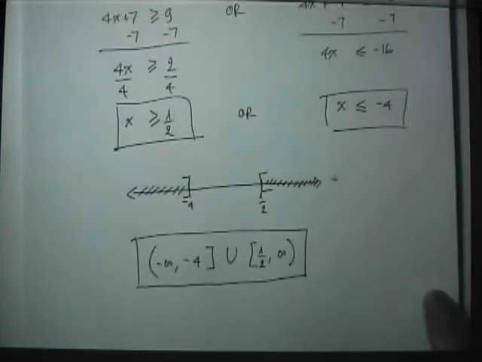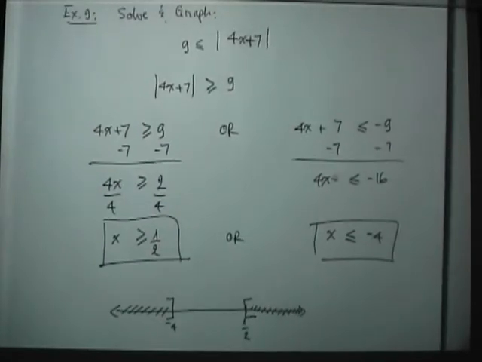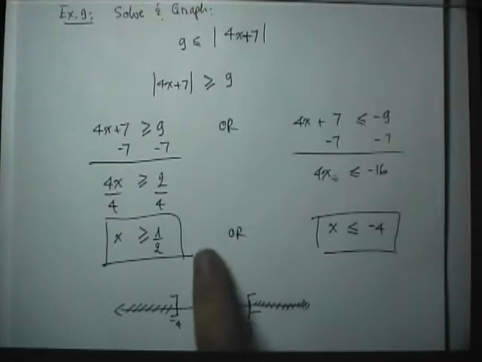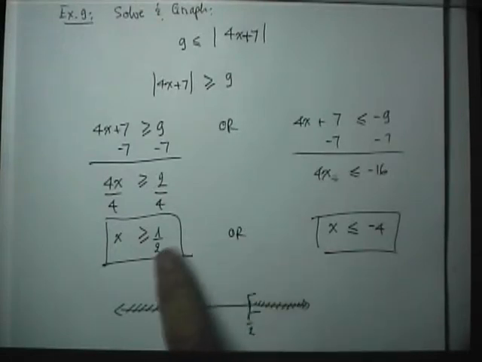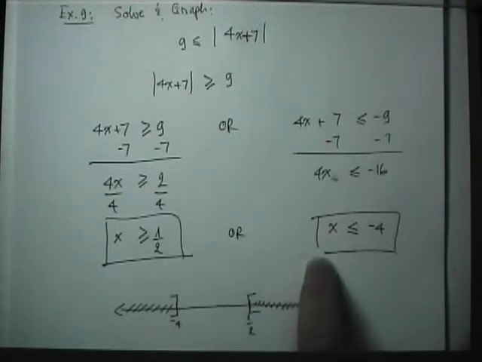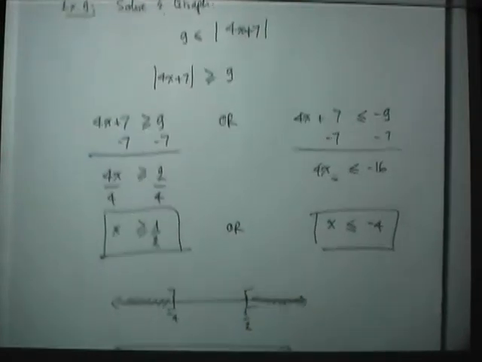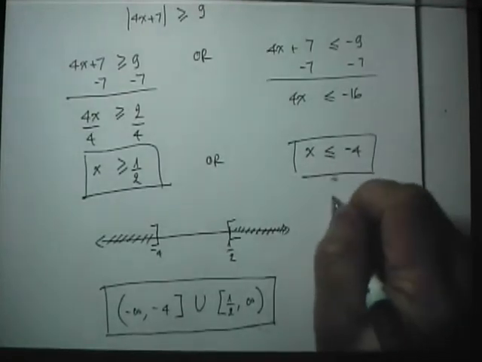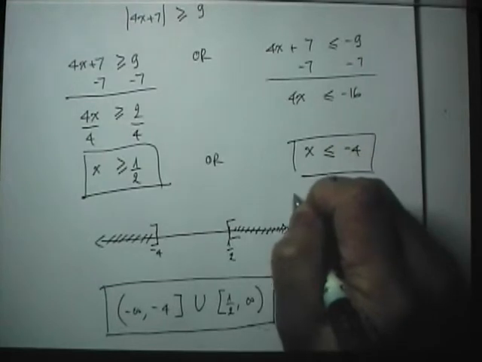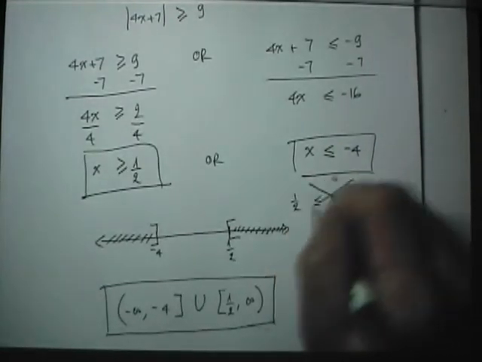Now, once again, back to some of those examples I had in the other videos. I mentioned that the danger point is to never try to combine the two separate inequalities, like in the case where they get connected by the OR, into a three-sided inequality. So doing something like this, x less than or equal to negative 4 and greater than or equal to 1/2, is completely wrong.